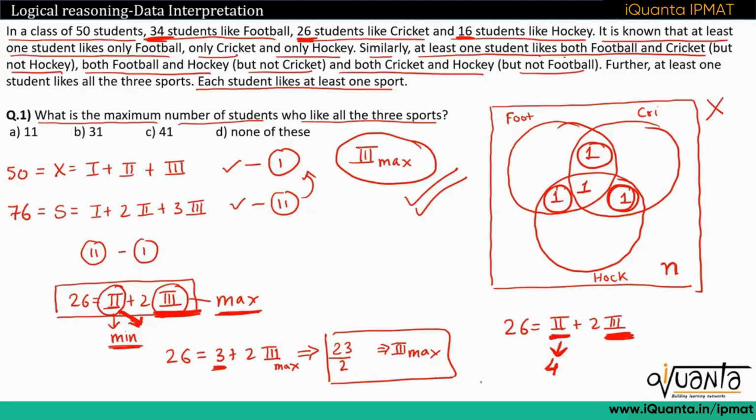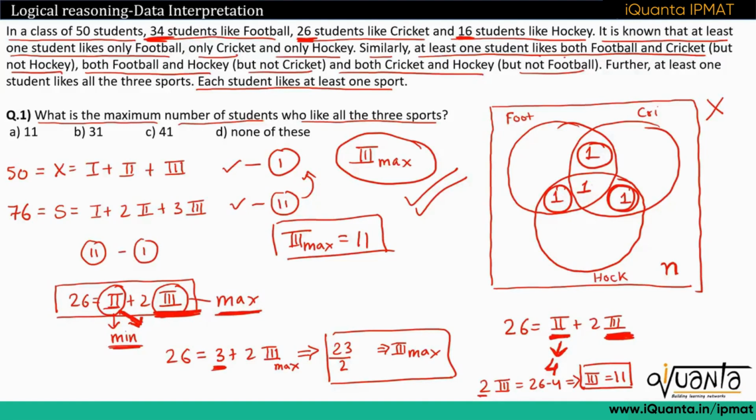So now 2 times exactly 3 will be equal to 26 minus 4, and this will give us exactly 3 equal to 22 by 2, which is 11. So the maximum value of all the students who like all 3 games can be equal to 11.